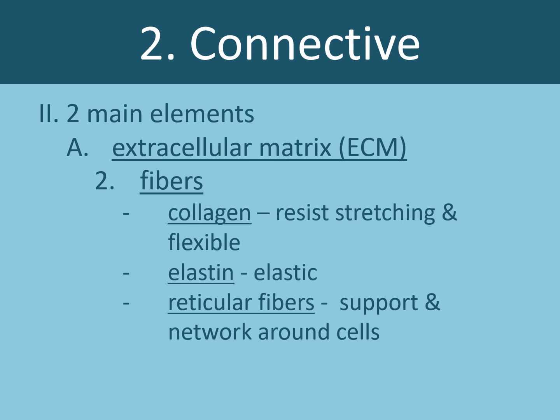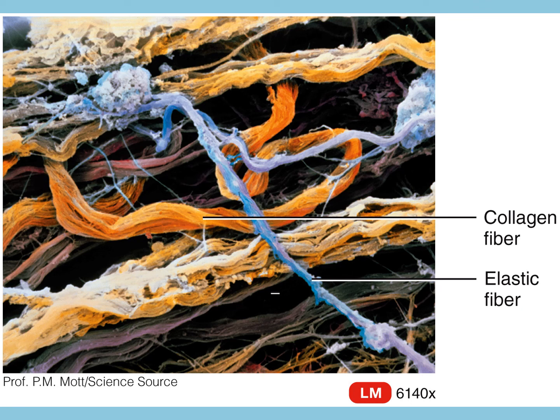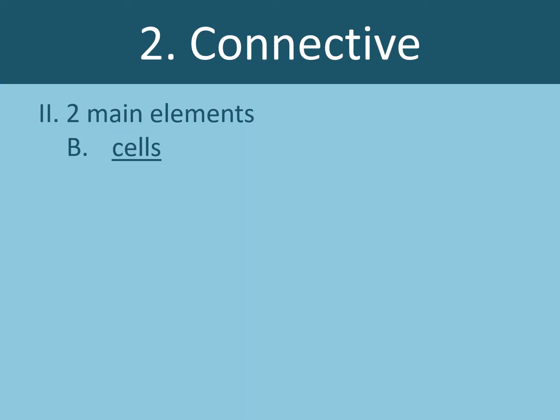Here you have an electron micrograph of the fibers of connective tissue. The fiber colored orange, and notice they are thicker, is collagen, and the thinner and blue colored tissue is elastic fibers. The second main element found in connective tissue is the cells.